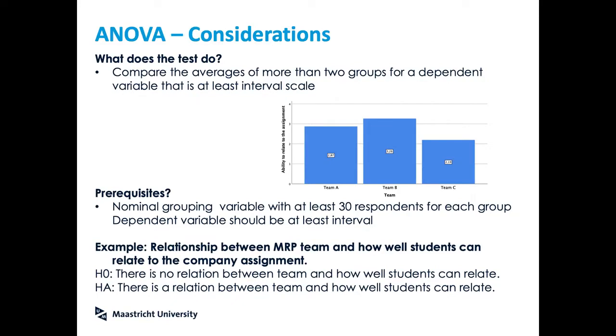And the null hypothesis that the ANOVA tests is that the means of the 3 different groups, or teams in this case, are all equal. And the alternative against this being that at least one of the teams is different in terms of their score on the dependent variable. So this is important to keep in mind, that the ANOVA really tests whether at least one of the groups is different from the others.